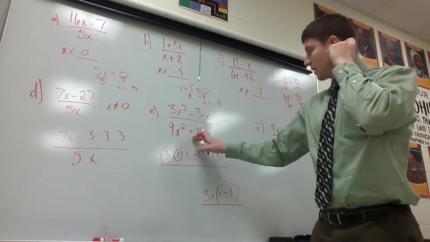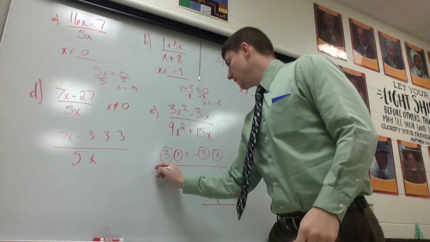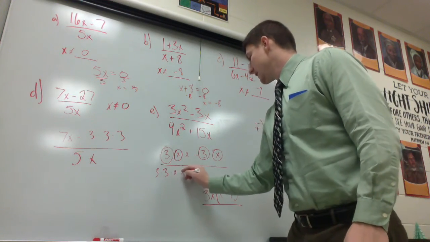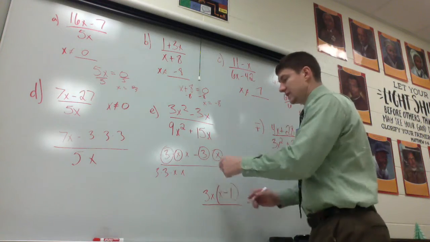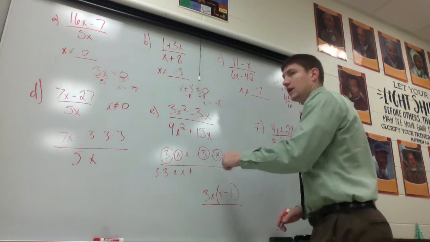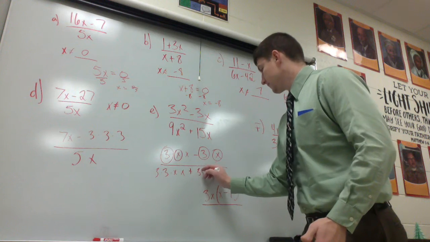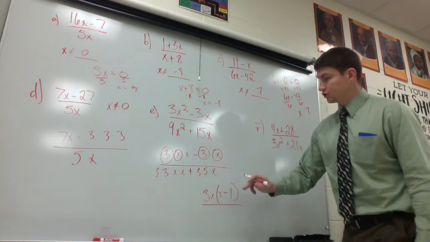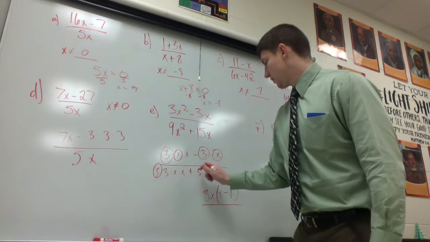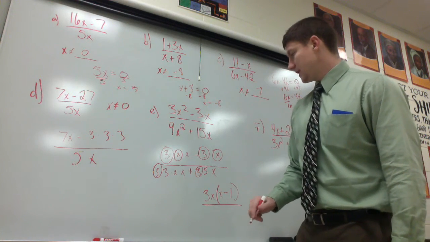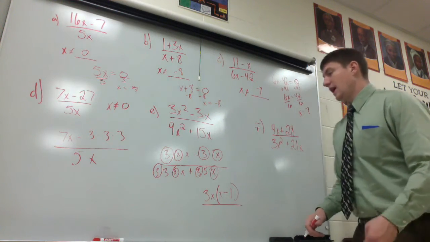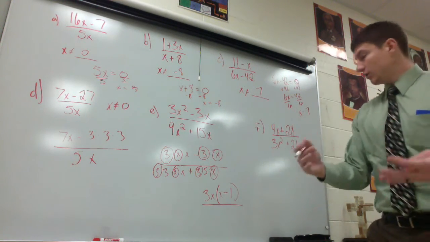I've got 9x squared plus 15x. 9 would be 3 times 3. X squared would be x times x. Plus 15, which is 3 times 5, times x. Again, do the same thing that you did here. Circle what's the same. I've got a 3 on both sides of that plus sign. I've got an x on both sides of that plus sign. Looks like I can factor out the x.